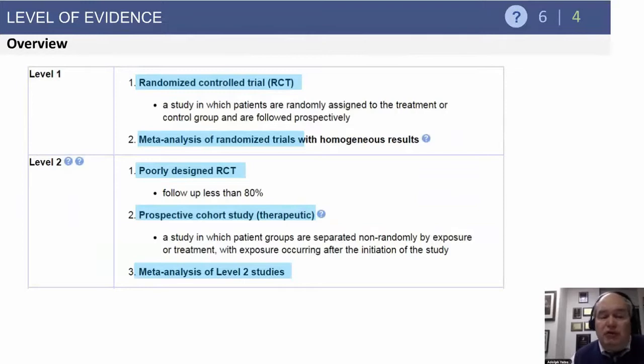So just to go over, level 1 evidence is the randomized controlled trial or meta-analysis of randomized trials with homogeneous results. A level 2 study, and this is really what the questions are usually asked because most people understand level 1, is a poorly designed randomized controlled trial where the follow-up has dropped off below 80%. It can also be a prospective cohort study where they're not separated randomly, and it can also be a meta-analysis of level 2.